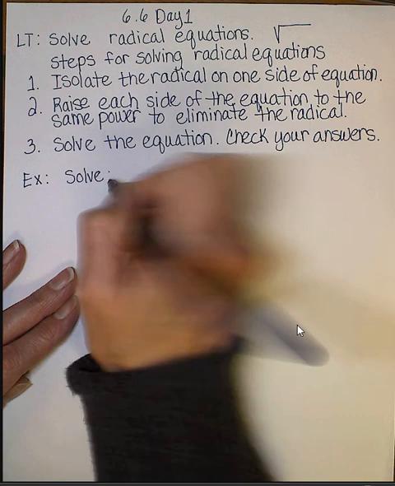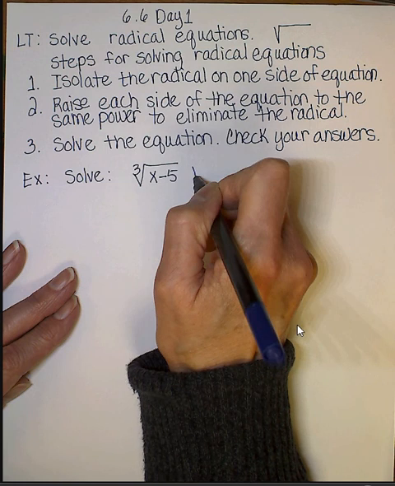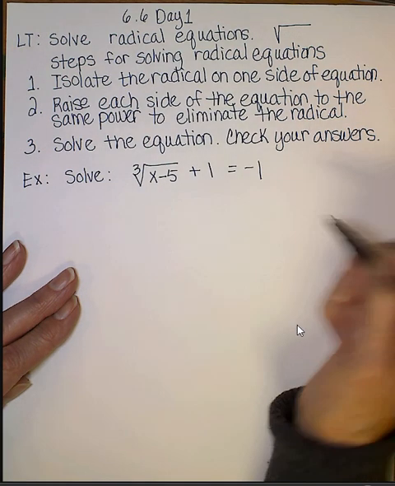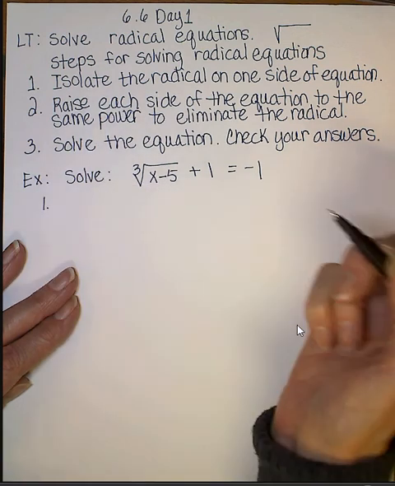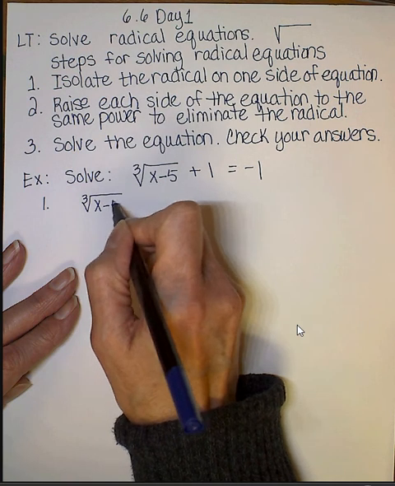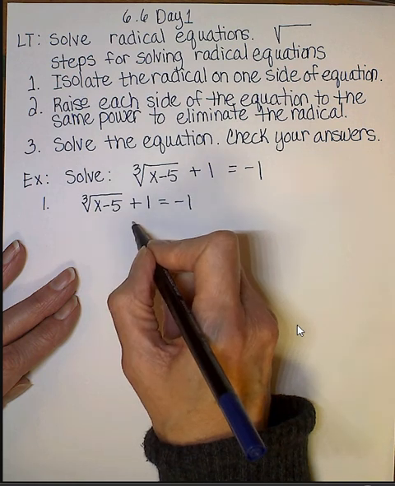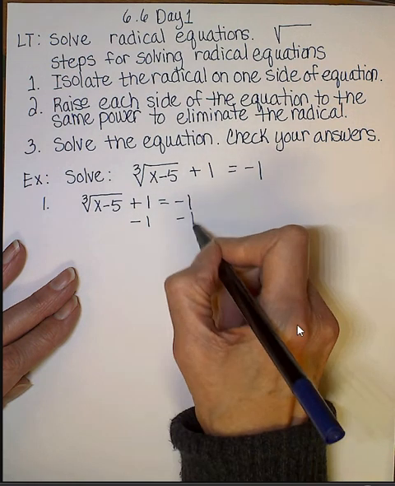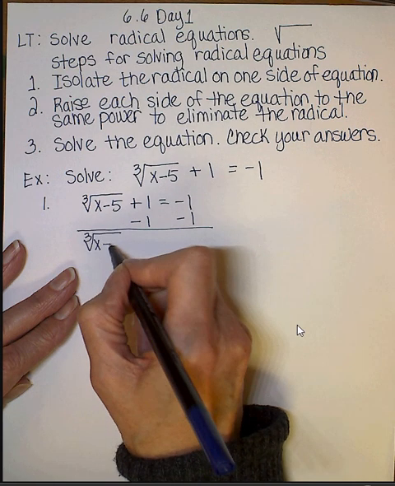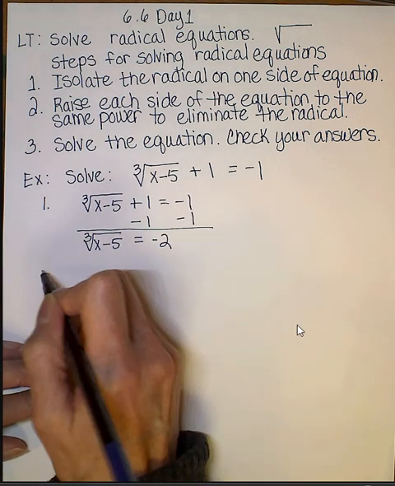We're going to solve this equation. Alright, so step 1, we're going to isolate the radical. Okay, so I'm just rewriting it here again. So this radical has a +1 with it, so I need to move this over to the other side. Alright, so now this radical is by itself.